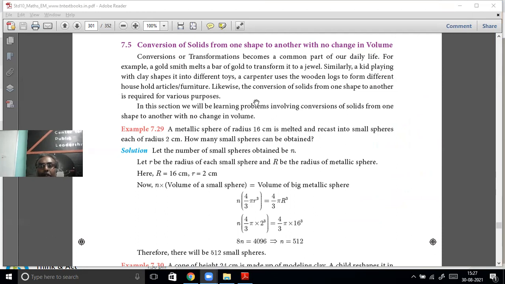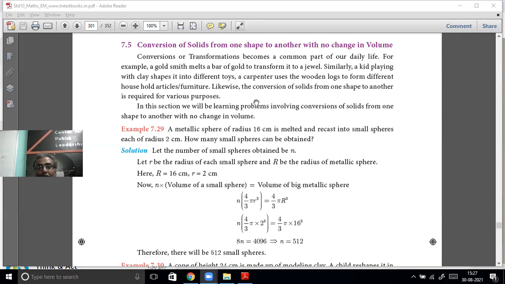So conversion normally happens in a jewel shop. They'll take a bar of gold and convert it into jewels, right? Similarly, a kid playing, that sound coming in my house. No, the upper floor, these fellows are doing interior design, constantly making some sound.